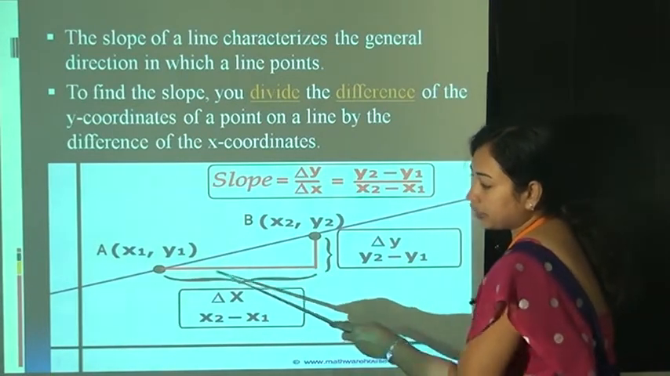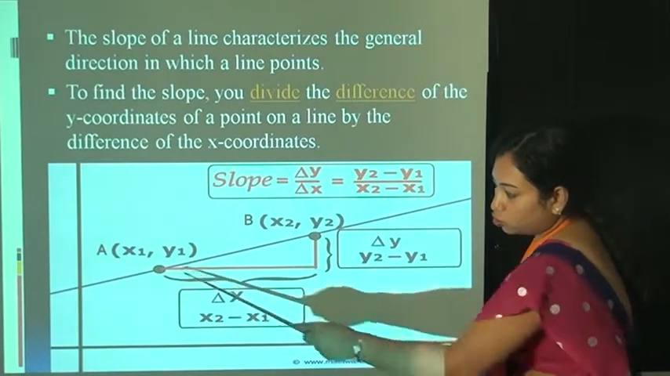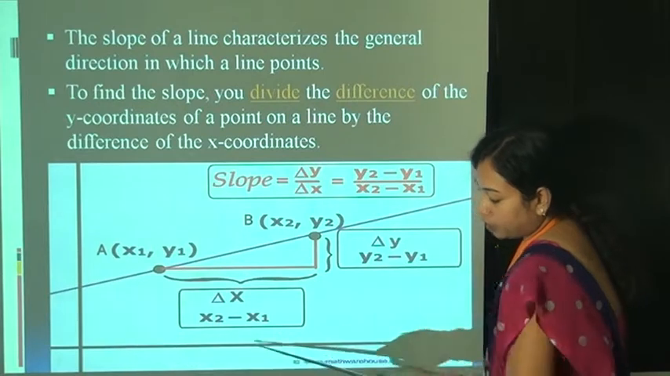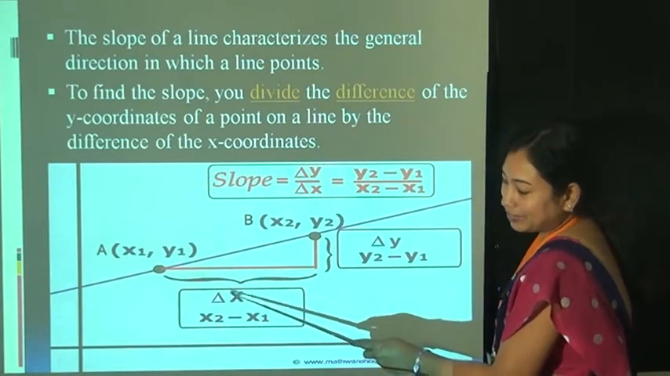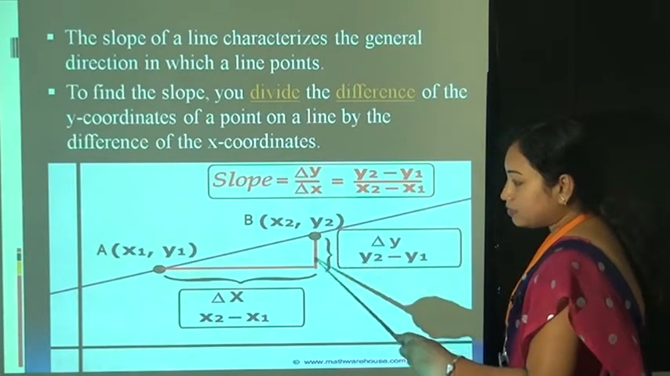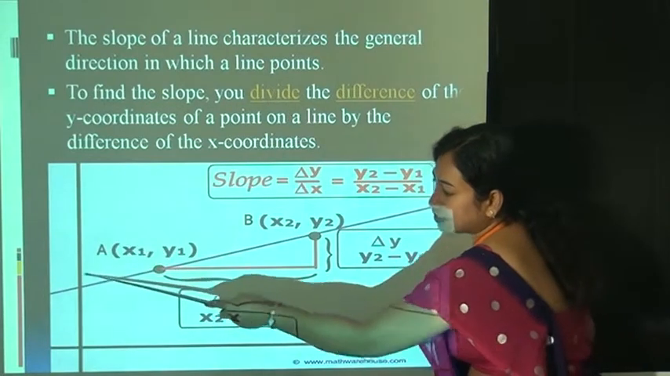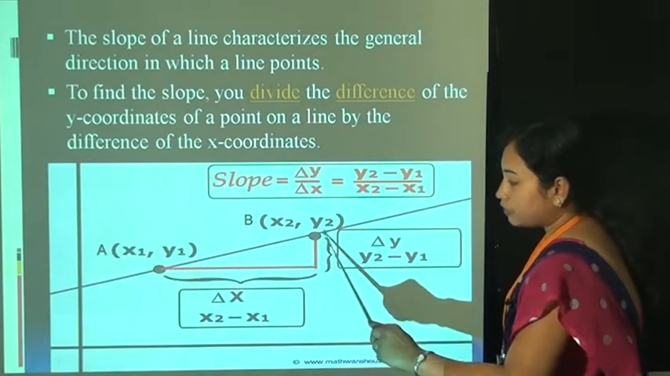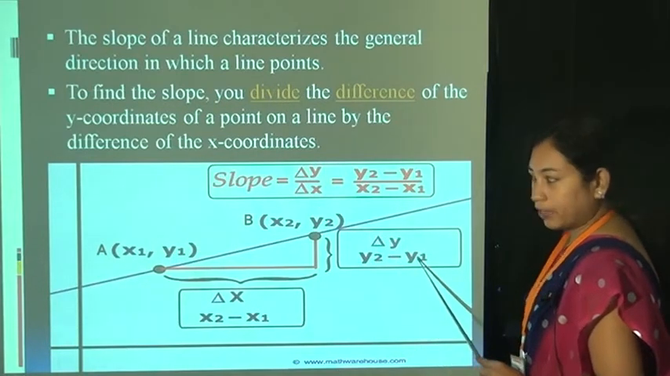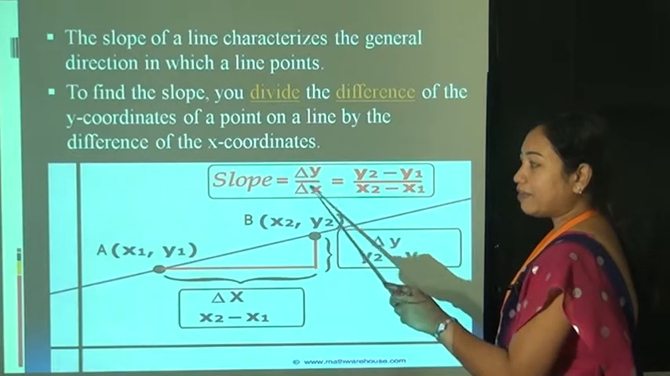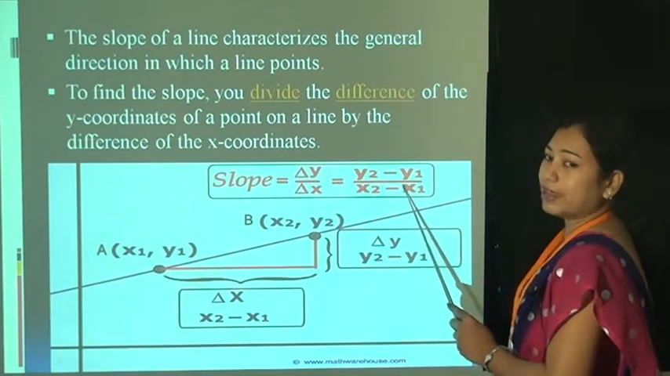So this one is nothing but the difference of x. That means ये जो है वो है आपका x2 और ये जो है वो है आपका x1. So x2 minus x1. This one is nothing but the delta x. That means the difference. And this one is the distance of y2 और ये जो है वो distance है y1. So we denote this difference by delta y and delta y is nothing but the y2 minus y1. So slope is equal to delta y by delta x, which is nothing but y2 minus y1 divided by x2 minus x1.